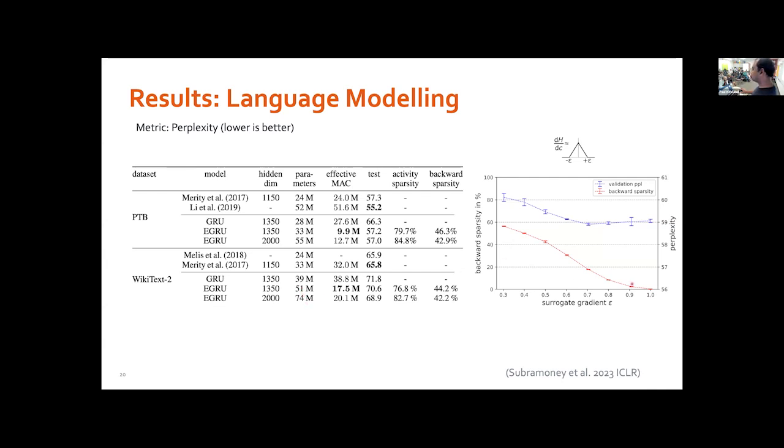The point is you want as high sparsity as possible, so you want to be as far on the left side as possible. But if you don't want to compromise on perplexity, you still have to choose a point where you only get about 30% backward sparsity.